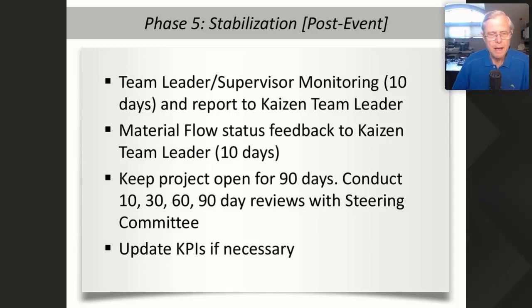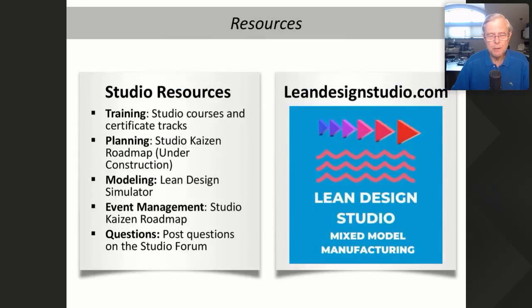We'd like to keep the project open for 90 days. So at 10, 30, 60, 90 days, schedule a review with the steering committee, a report out basically, in terms of how it's doing before we could declare victory, right? Don't be too fast to say that it's over. And you may have some key performance indicators that you want to track as well, more closely for that area that you just implemented. So that's all very similar to a normal Kaizen event. It's just that we're applying the mixed model methodology, as we teach it.